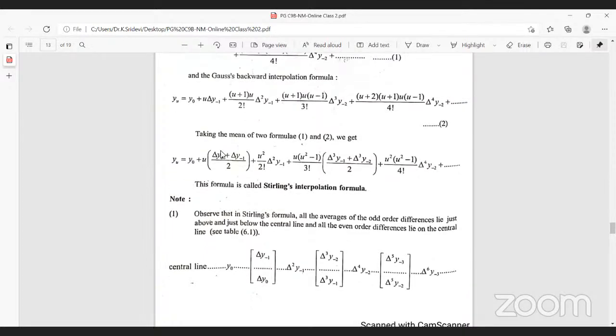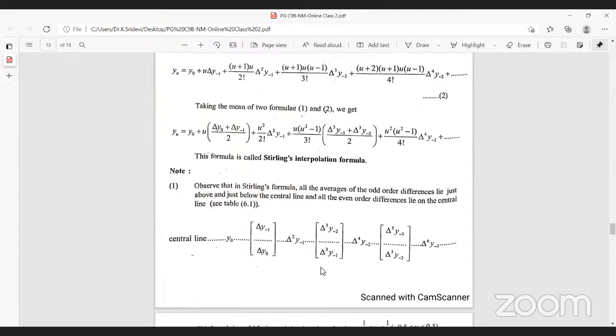Now you can observe the differences here. Y naught is there, delta y naught, delta y minus 1, delta square y minus 1. From this one, delta cube y minus 2, delta cube y minus 1. And from this one, delta power 4 y minus 2, and so on. So now y naught, this is the average of these two, and delta square y minus 1. So these two mean the average of these two third order differences.